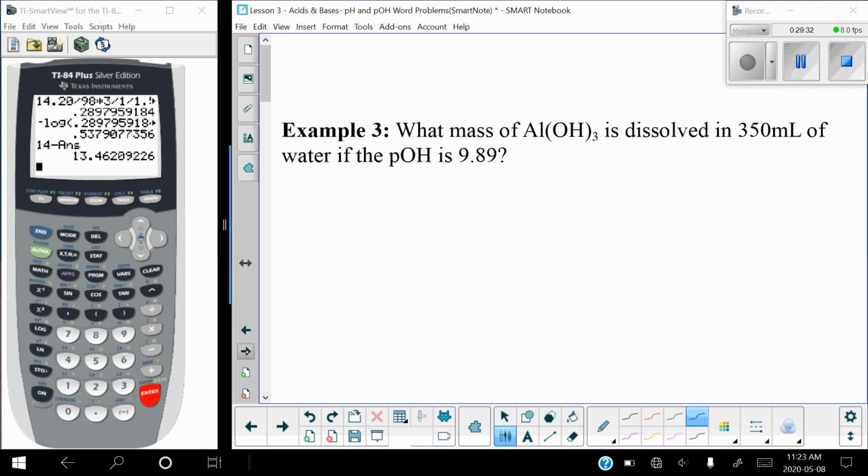Last example for today. What is the mass of aluminum hydroxide dissolved in 350 milliliters of water if the pOH is 9.89? So for this one, we're working backwards. This is an example where we're working backwards, and I will actually go through this in part 2.